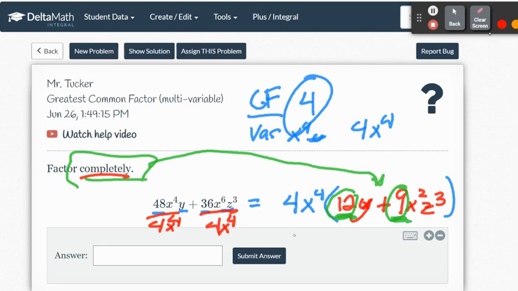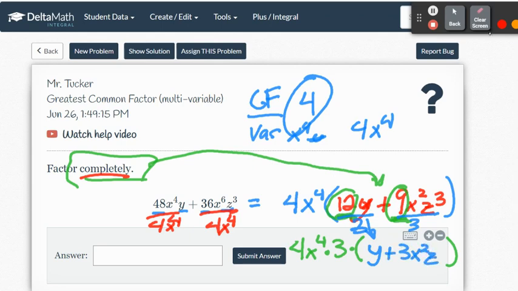So you leave the 4x to the fourth right there, and then you factor again with a 3. So you say times 3 times, and then you've got to divide each of these by 3. So you can see how it got a little bit more tricky here. Divide this by 3, and that's going to give me y, which it should have had. And then divide this by 3, and that's going to give me plus 3x squared z to the third.